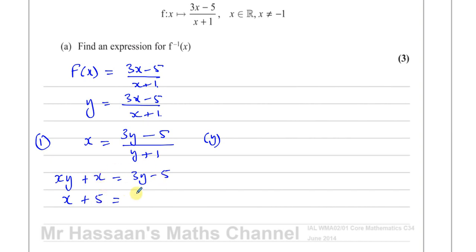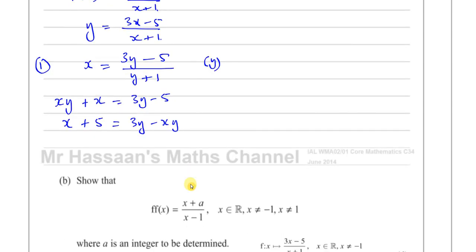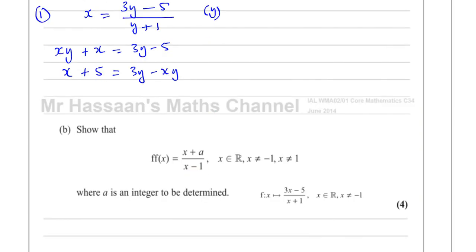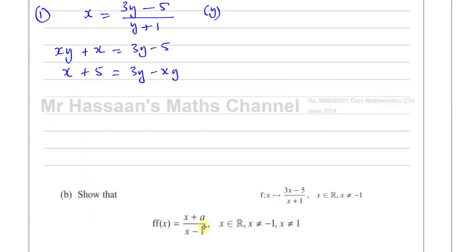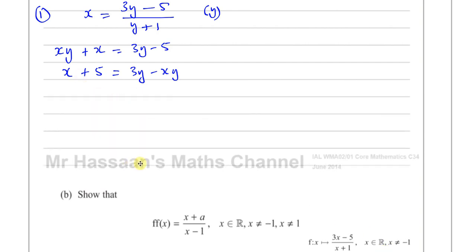So I'll have x plus 5, and I'll subtract xy from both sides, so I'll have 3y minus xy. Now when I make y the subject, there are two y terms. So let me make some more space here. Put this down here, deal with that later. Now I can take y as a common factor of these two terms. So I have y times (3 minus x) in brackets, and on this side I have x plus 5. Now I can divide both sides by 3 minus x. So I have x plus 5 divided by 3 minus x equals y.